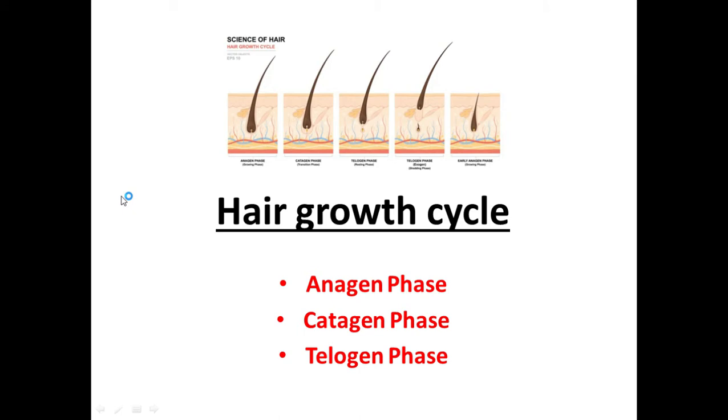Hi everyone, today I'll be discussing the hair growth cycle. This cycle basically tells how a hair grows. There are three main stages: Anagen phase, Catagen phase and Telogen phase. So let's discuss these phases one by one.